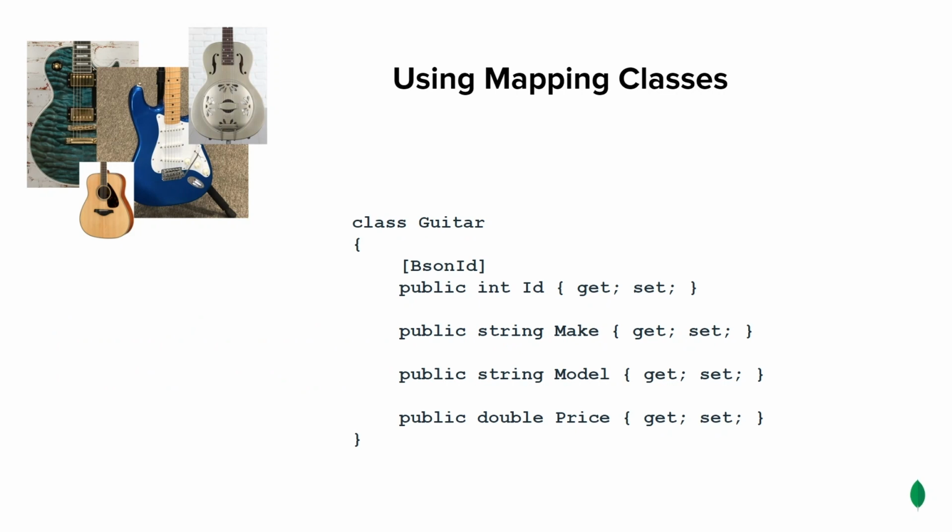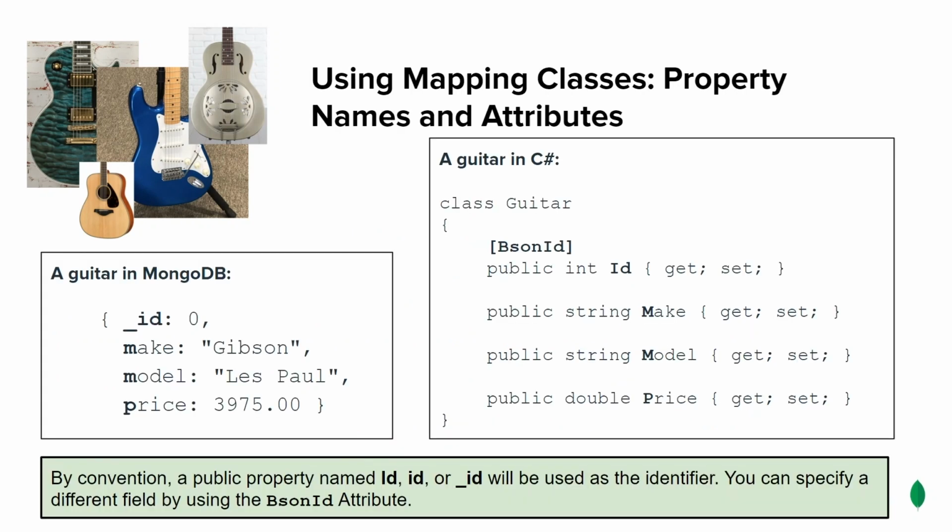So as you can see here, we have a class called Guitar. It has four properties: ID, Make, Model, and Price. They're all capitalized in this case because that's how we generally define properties in C#. Okay, so here's a side-by-side comparison of the mapping class on the right and the actual guitar object as it's stored in MongoDB. Now, by convention, a public property named ID with a capital I, lowercase id, or _id is always used as the identifier.